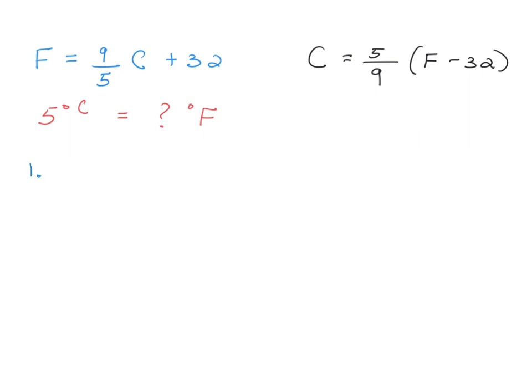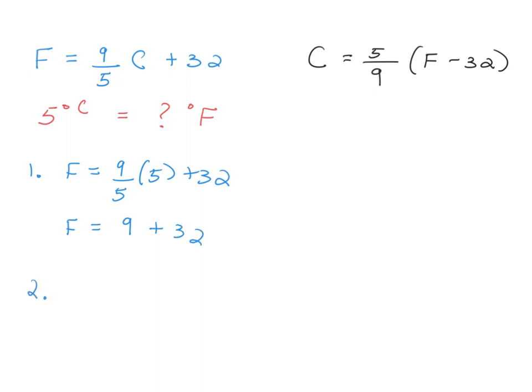So step 1, into the formula, we just put the number 5. And step 1 is take 5 and multiply it by 9/5. And 5 times 9/5 is simply equal to 9. So this simplifies to F is equal to really 9 plus 32.